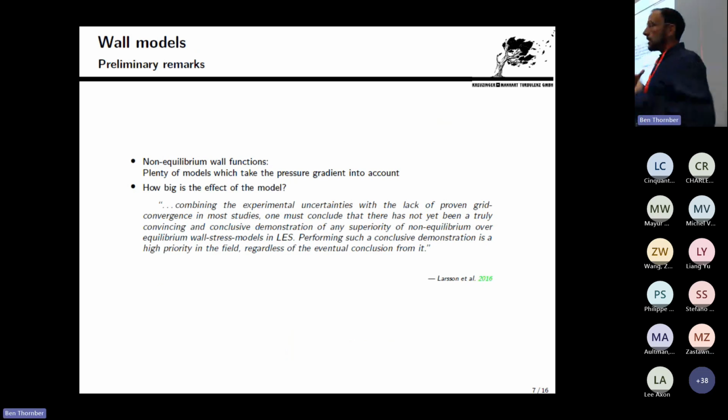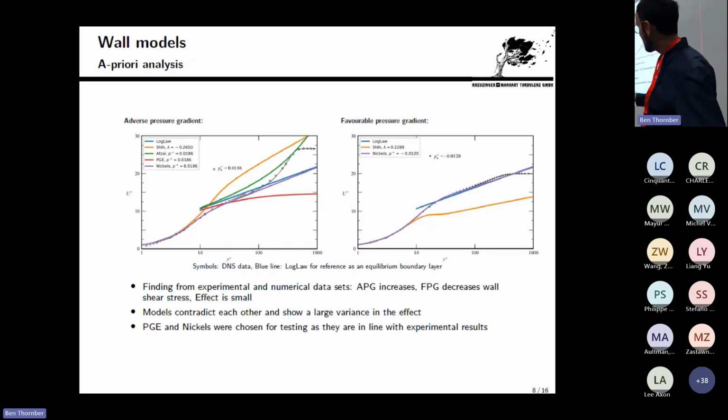So now we go to the non-equilibrium topic, which is the main topic. And basically, we did a literature research, and we realized that this is not clear. So a lot of things are just not really known. And one can cite Larsson that basically the effect is small and no one really can prove something. So we just said, okay, we do a study, and we went through the literature and tried to find all non-equilibrium wall models which are there.